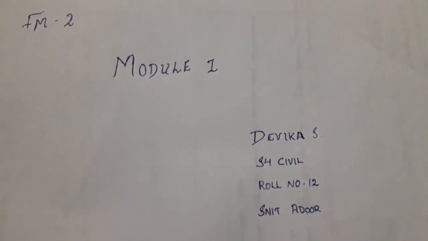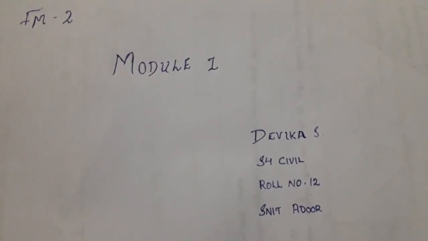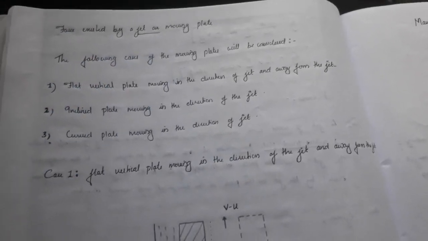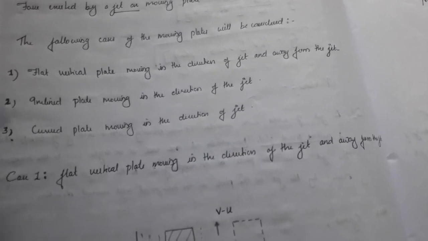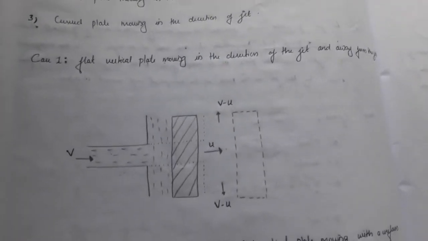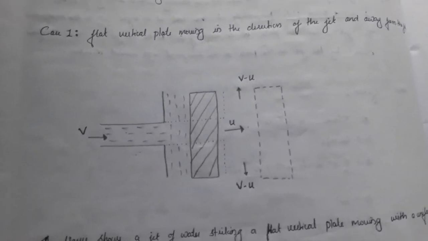Today I am going to discuss a topic from Fluid Mechanics Module 1. Today's topic is force exerted by a jet on a moving plate. There are three cases, out of which we are discussing the first one: flat vertical plate moving in the direction of the jet and away from the jet.